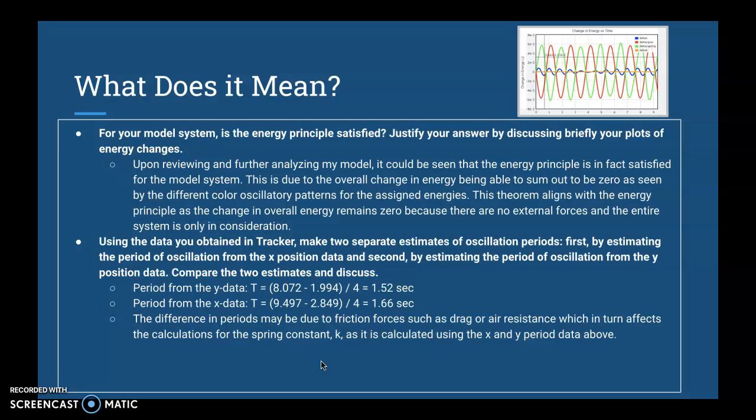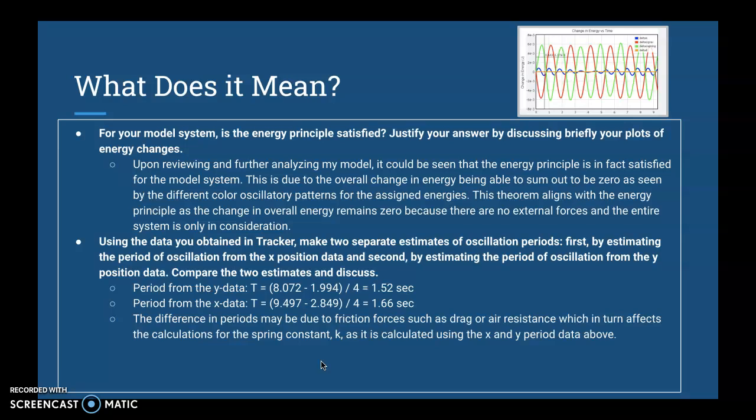This is due to the overall change in energy summing to 0, as seen by the different color oscillatory patterns for the signed energies. This aligns with the energy principle, as the change in overall energy remains zero because there are no external forces and only the entire system is under consideration.